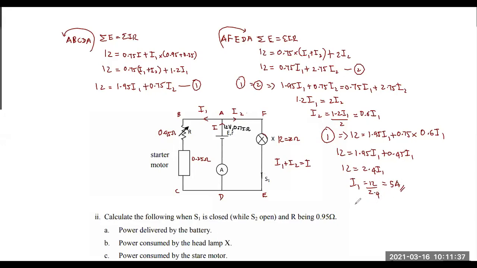And then what is I2? How do you find I2? Let's go back to the first equation. Then what will it give me? 12 equals 1.95 into I1, which is 5, plus 0.75 I2. All right, fine. So what is 1.95 into 5? 1.95 into 5 is 4.75.